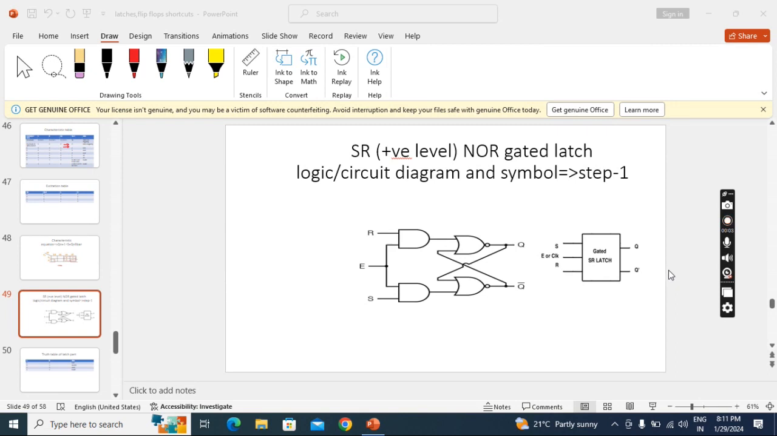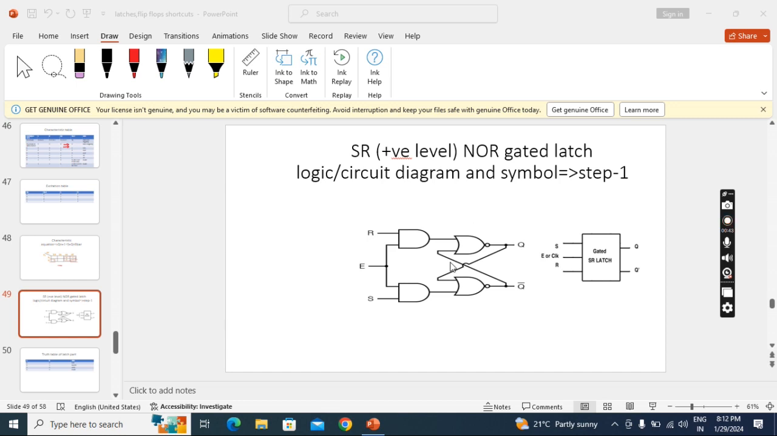In this lecture, I will explain both positive level and negative level SR NOR gated latches separately. First we will discuss positive level. Why did the name NOR latch come? Because the latch part is NOR. If the latch part is NAND, it will become NAND latch. Why gated? Because to that latch, some driving or gated part is attached at the input side. And one more thing we have to observe between gated NAND and gated NOR.